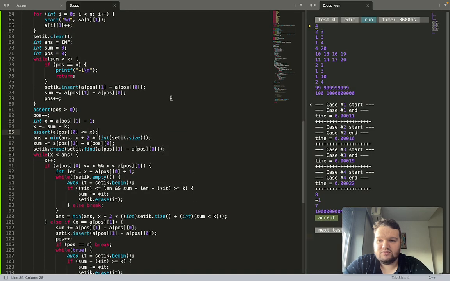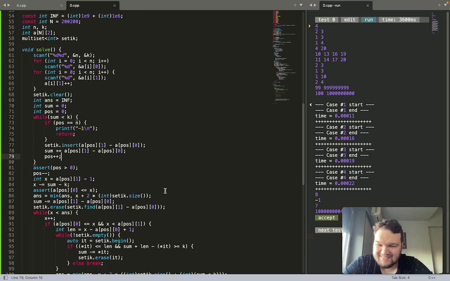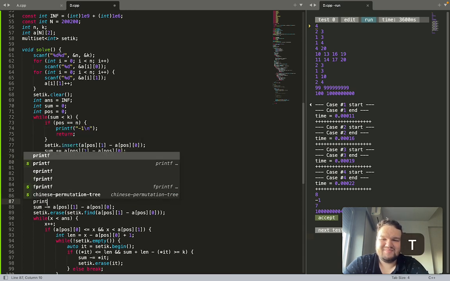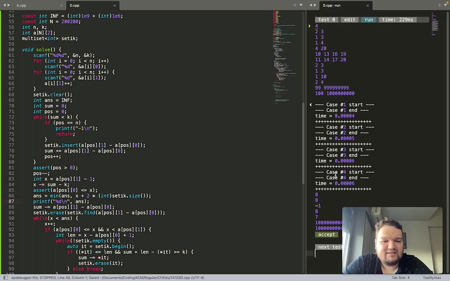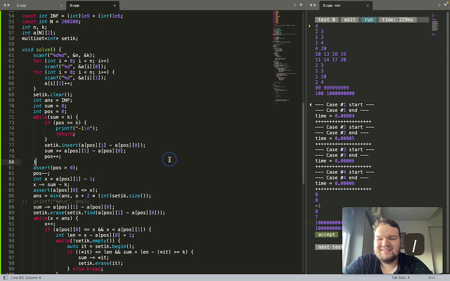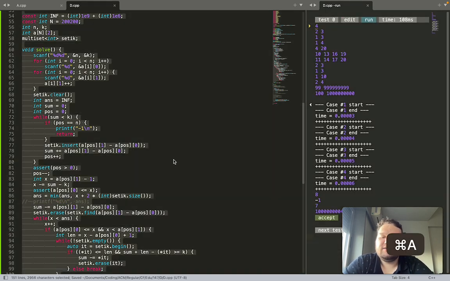And if I don't do any of that, if I just print answer here, it doesn't work even on the sample. Cool.